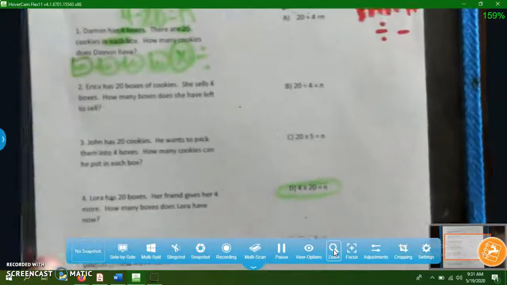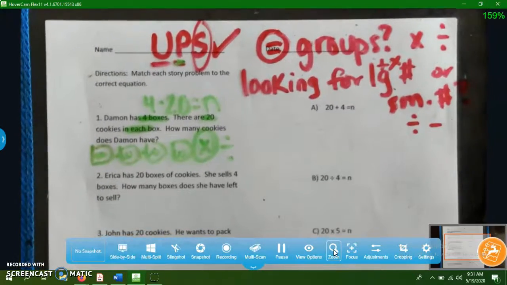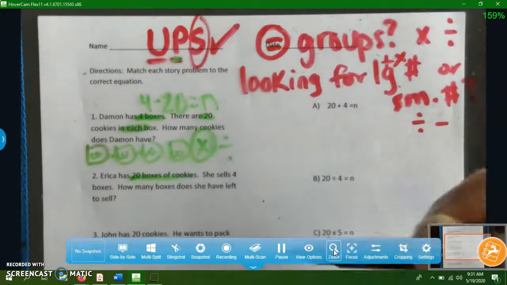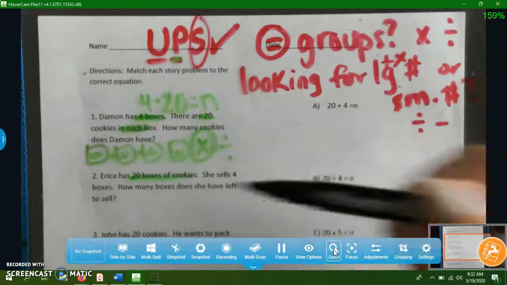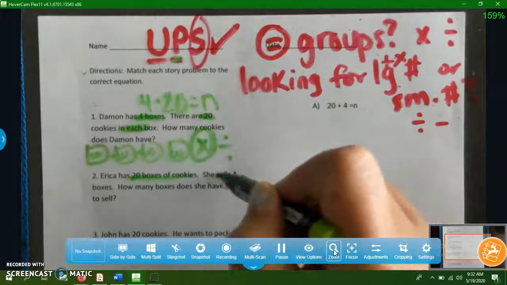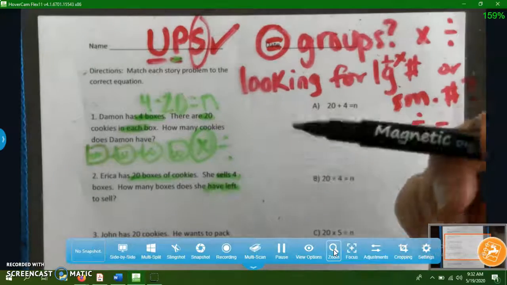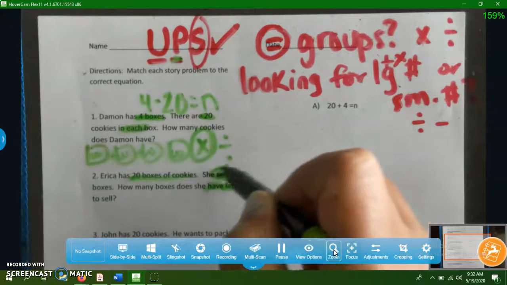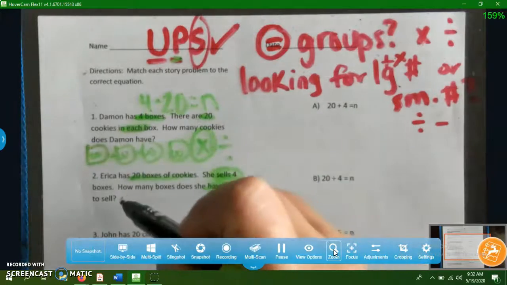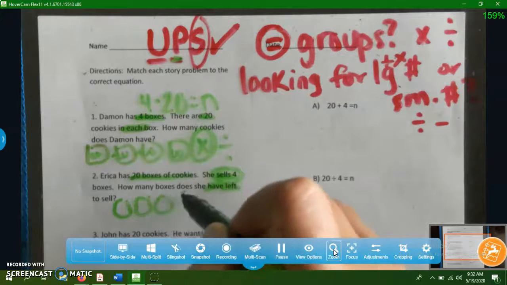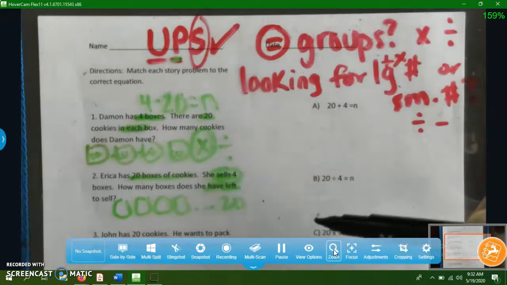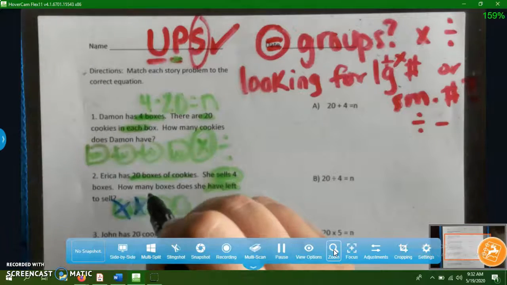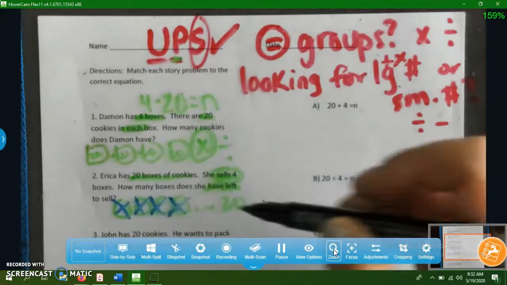So now let's try another one. Erica has 20 boxes of cookies. She sells 4 boxes. How much does she have left? So you can hear that this sounds like Erica has 20 and she's losing some. She's selling 4 boxes. So we have 20 boxes. She is going to lose 4. So we're going to cross them out. How many does she have left?